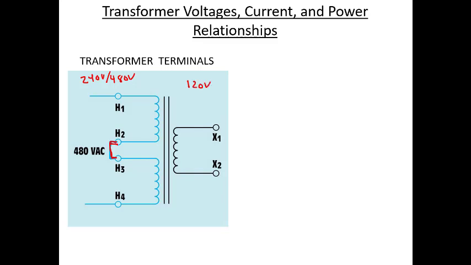And then what you do is, these aren't connected. These two coils, H1 and H2, and H3 and H4, are two separate coils, and we'd connect jumpers either to get 480 volts or to get 240 volts. Right now they're showing the 480 volt jumper.